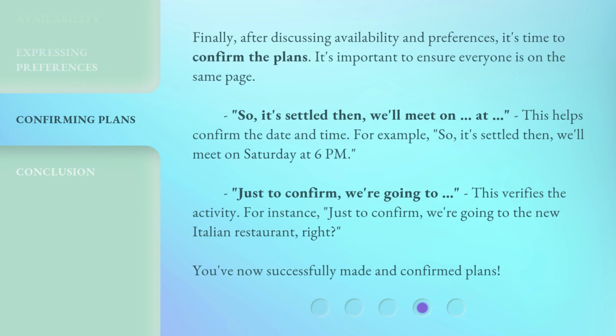Finally, after discussing availability and preferences, it's time to confirm the plans. It's important to ensure everyone is on the same page. So, it's settled then, we'll meet on... at... This helps confirm the date and time. For example, so, it's settled then, we'll meet on Saturday at 6 p.m.